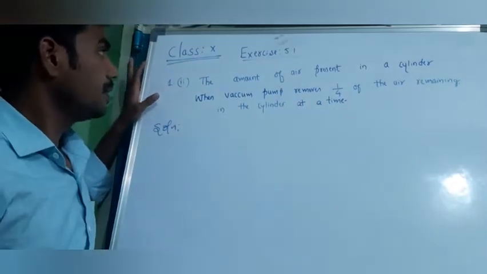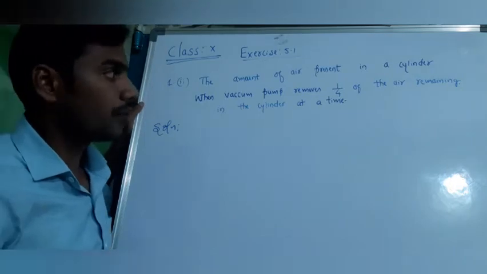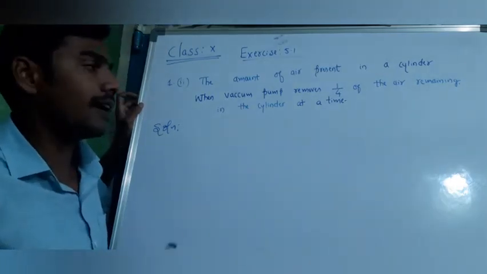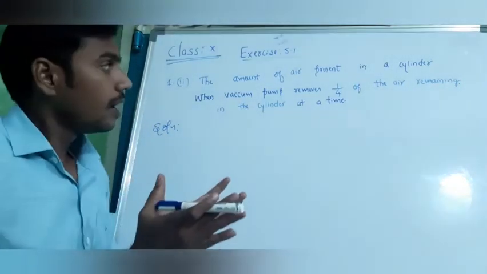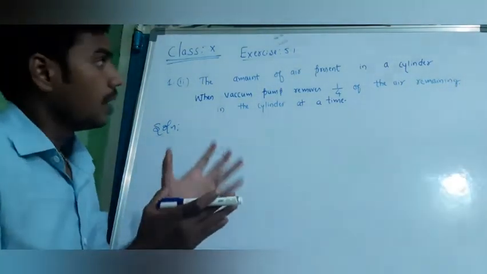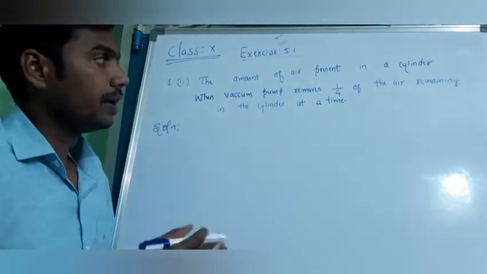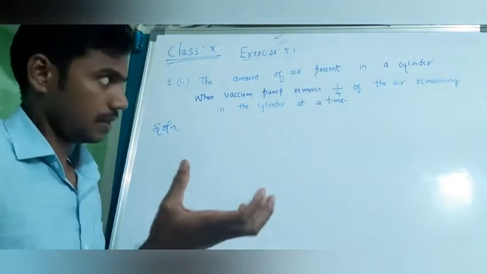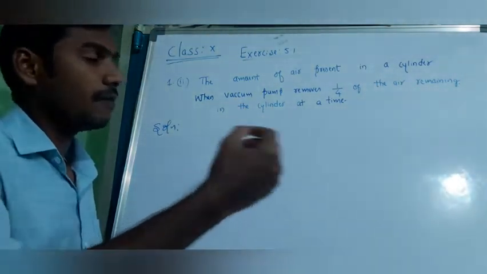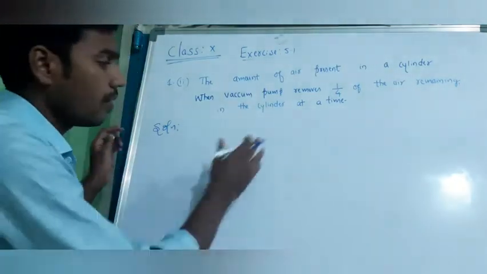The second question: the amount of air present in a cylinder when a vacuum pump removes 1/4 of the air remaining in the cylinder at a time. So in this, there is a cylinder, and inside the cylinder there will be air. Air is removed from the cylinder. In what way are they removing? Every time, of whatever amount of air is present in the cylinder, 1/4 of the quantity will be removed. So how can we represent this?